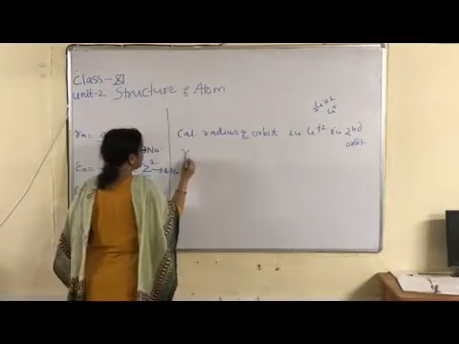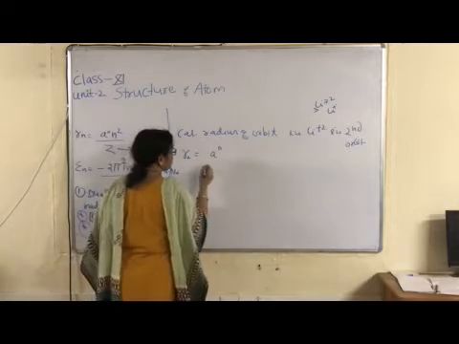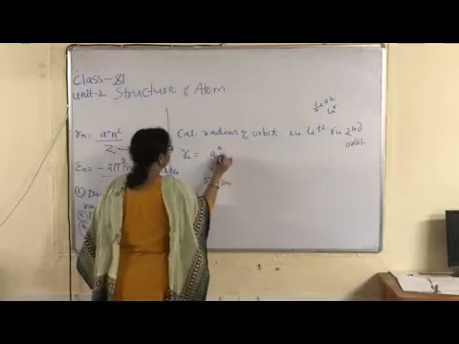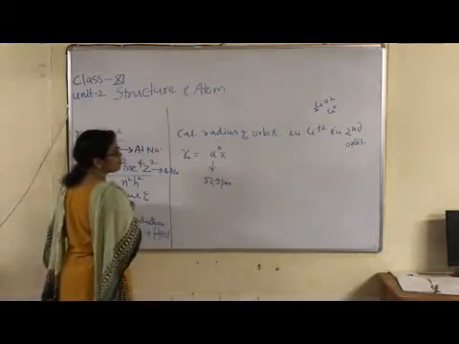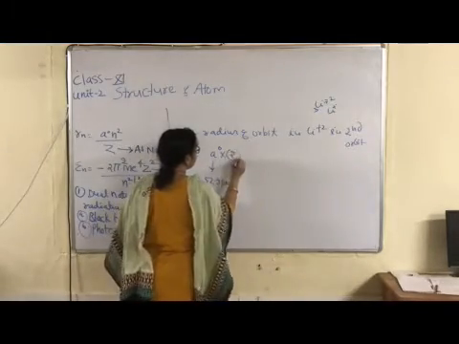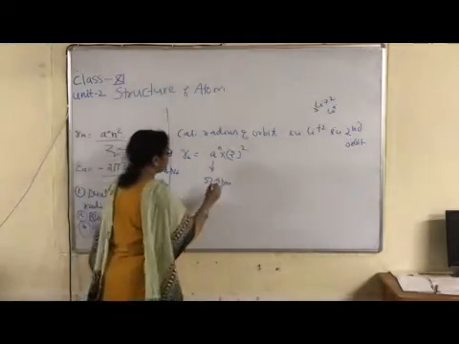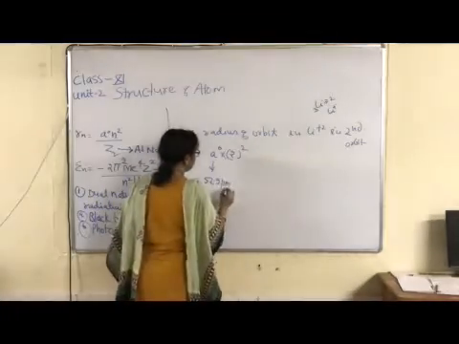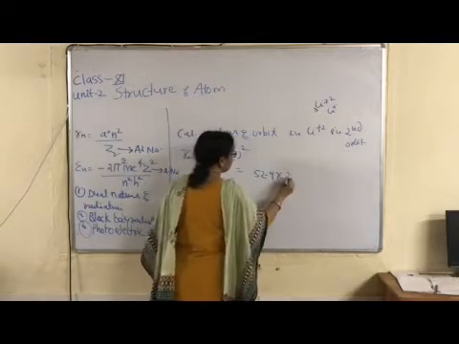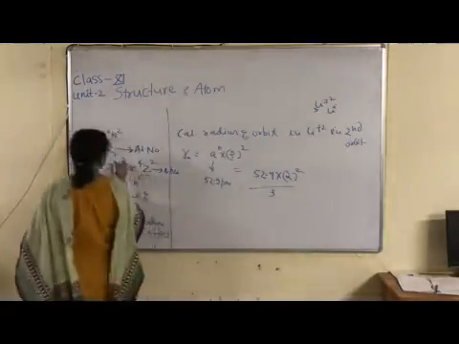Then radius in second orbit is equal to a naught, which is constant, 52.9 picometer, n square. What is its value? N value is 2. Electron is present in second orbit, and atomic number of lithium is 3. Right? So next step, like this, 52.9 into 2 square upon 3. 3 is atomic number of lithium.